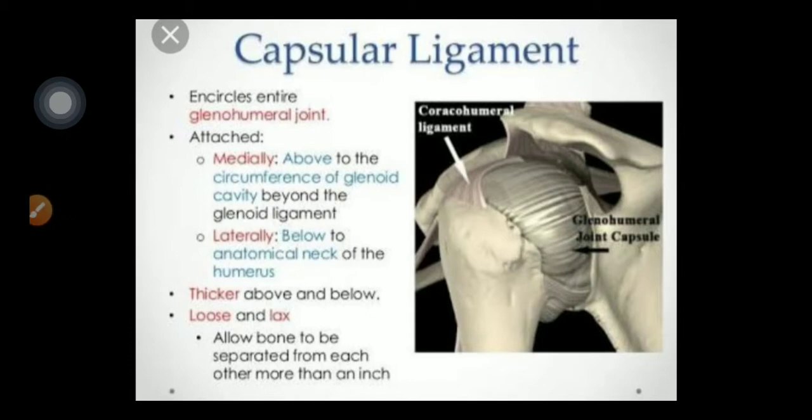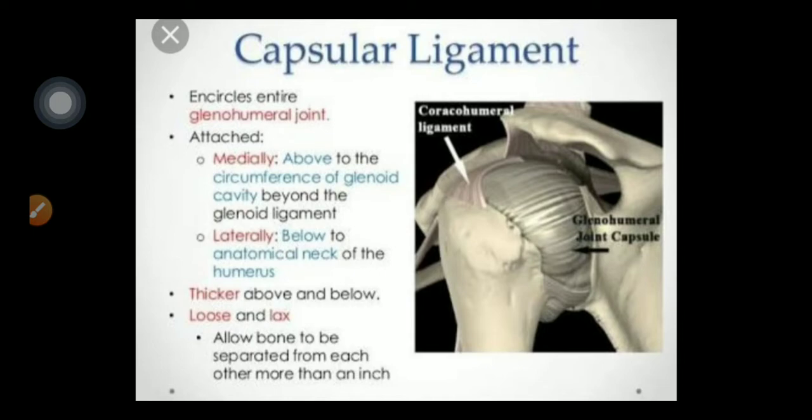Now we are going to discuss a very important thing, that is the ligaments of the shoulder joint. Please note, guys, that the shoulder joint is a very important question for the university exams for the first year. So it is very important to study the ligaments. The first ligament we are going to see is the capsular ligament. When you see capsular ligament, it means it encapsulates the capsule of the shoulder joint.